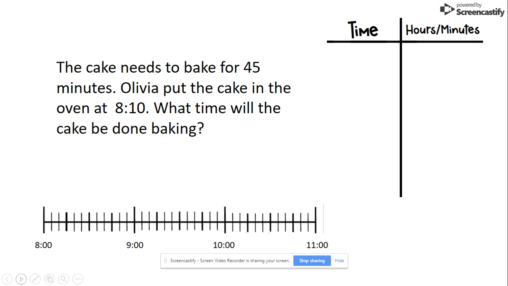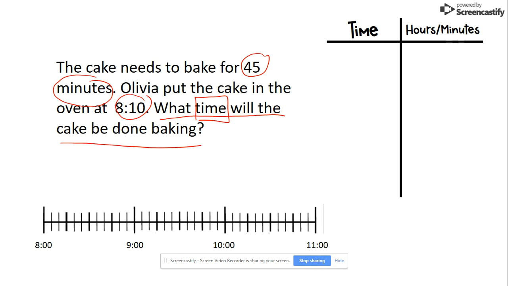Since this is a word problem, I need to circle my numbers. I see 45 minutes and 8:10. I'm going to underline my question. What time will the cake be done baking? And I'm going to box any keywords. In this instance, I know that I'm looking for a final time. I'm not looking to know how long something lasted.